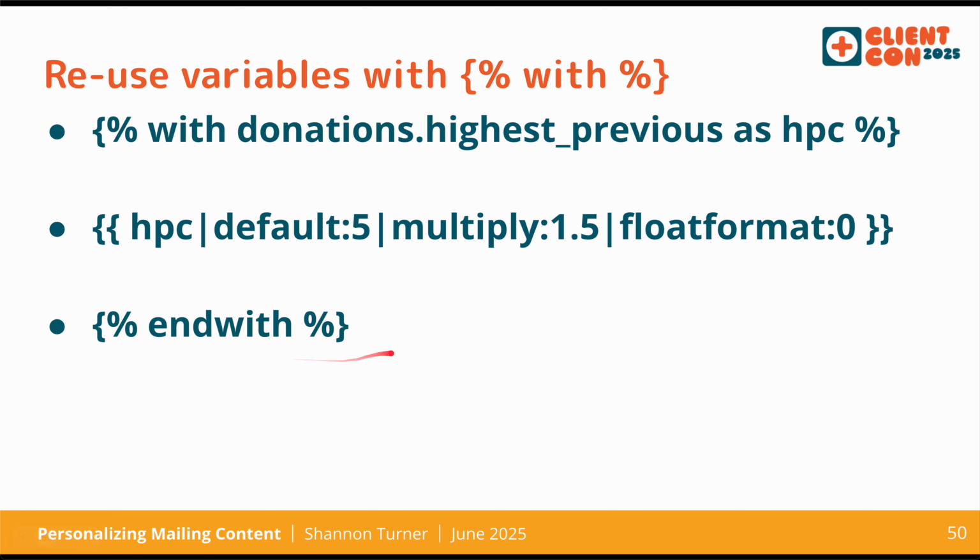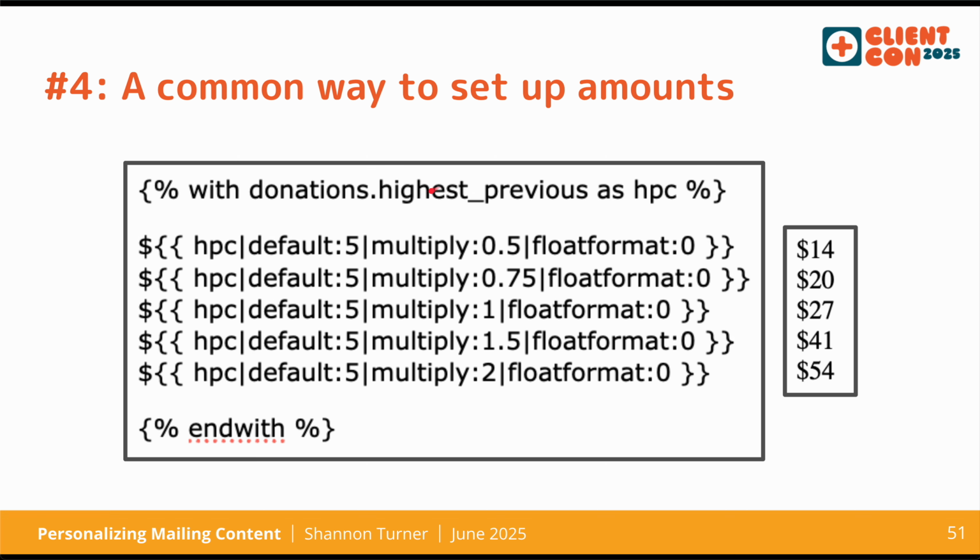And then finally, the end with is required. This says we're done with this variable, we don't need it anymore, and I want to include that end with at the very, very end. So this is how you'd actually set this up. So basically every place where I had donations.highestprevious, now I'm just going to say HPC. And then I have to sandwich all of these snippets in between the with tag and this end with tag.